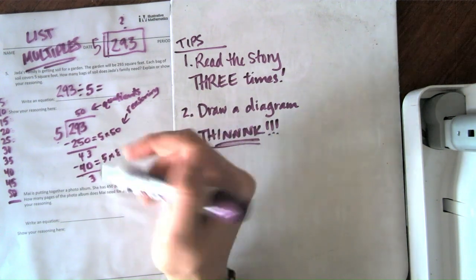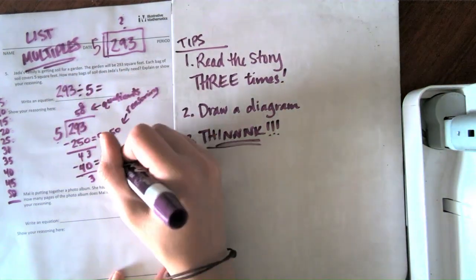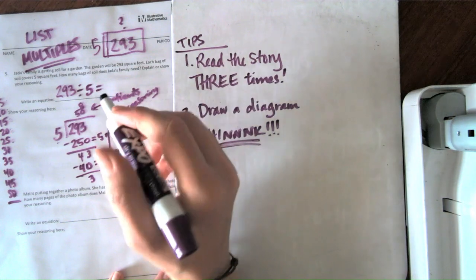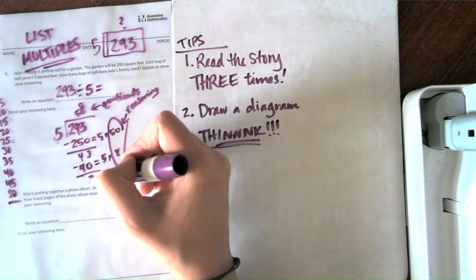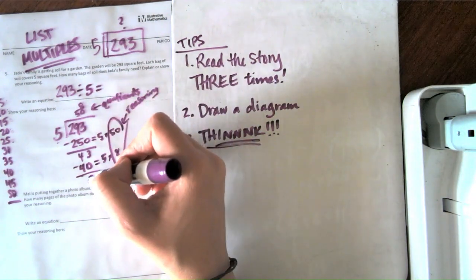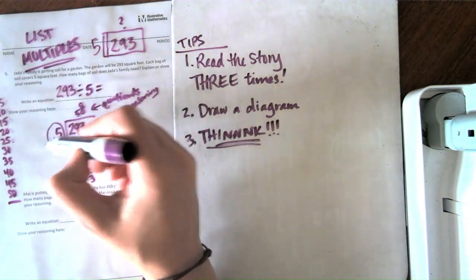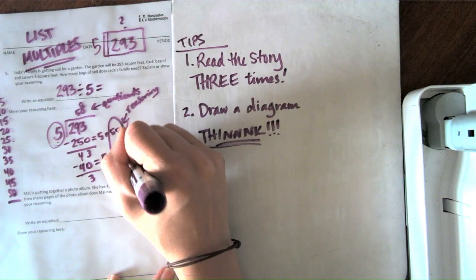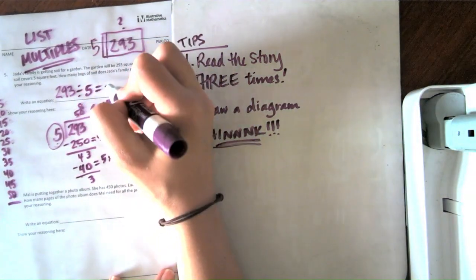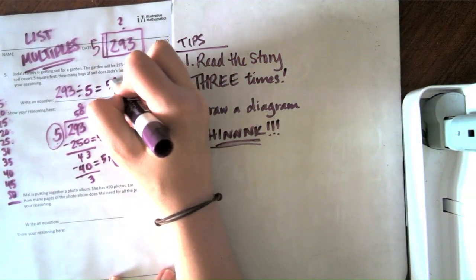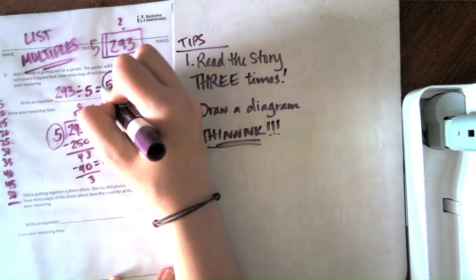Now what do you notice? Oh, I got to put my 8 up here with my quotient. Sorry. These are my answers. What do you notice now here with the 3? I have gotten down to a number that is lower than my divisor, and so that means that I have a remainder. So my answer is going to be 58 remainder 3.